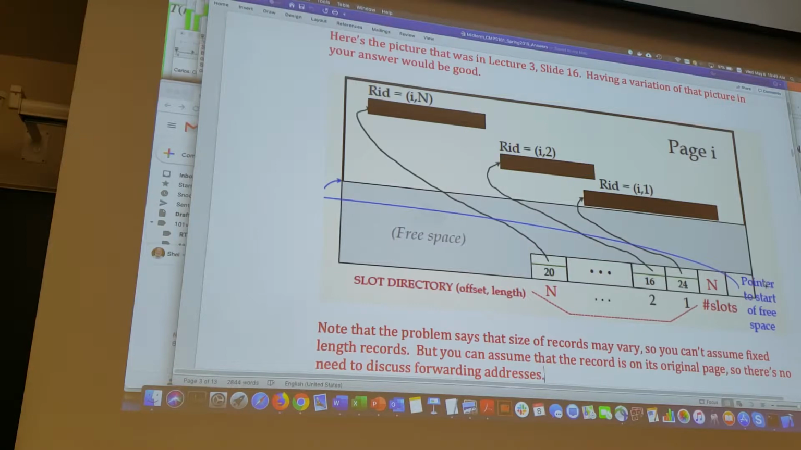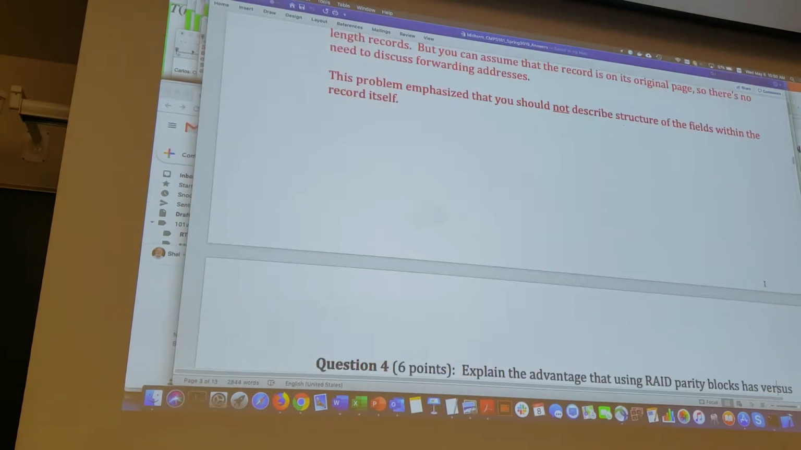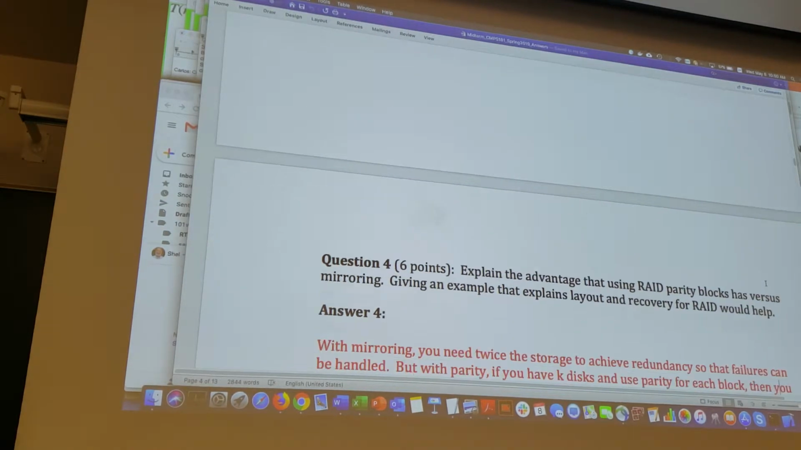Some kind of thing would end up helping, where the idea is that each of the slots gives you the offset and the length, and then given the offset and the length, you know how to find the record in the page, because you know where it's located on the page, and you know what its length is. And you can't assume fixed length records, but you can assume, per the problem, that it's on the original page, so you don't have to talk about forwarding addresses. I'll say a word about forwarding addresses after I go through the midterm. So that's the idea. You don't explain the fields.